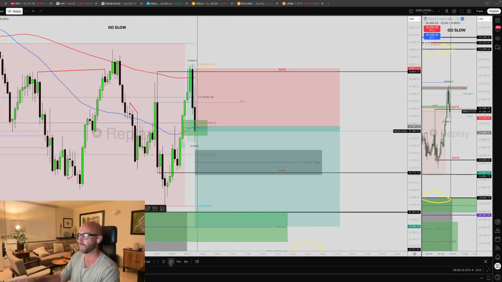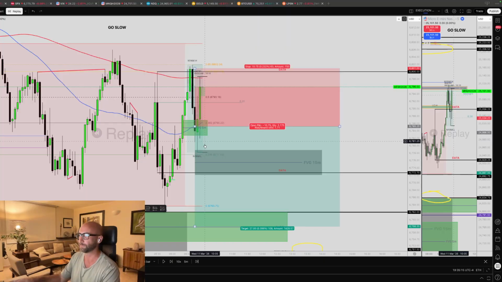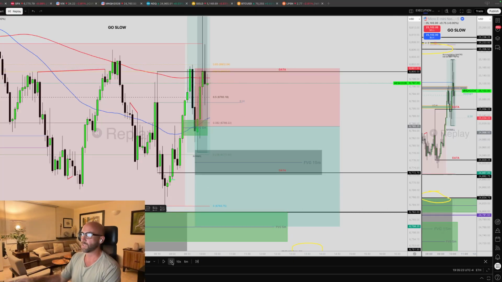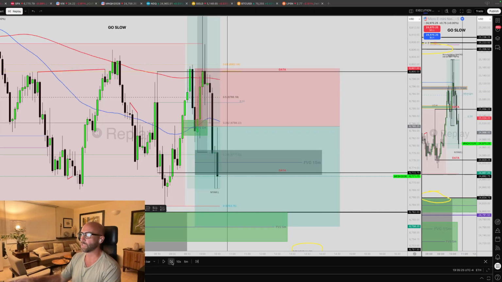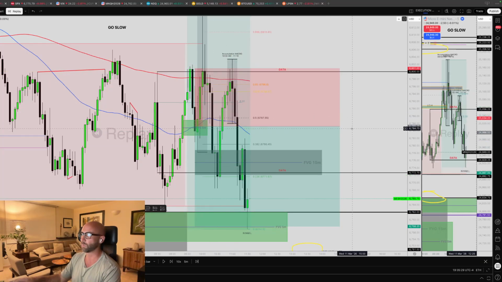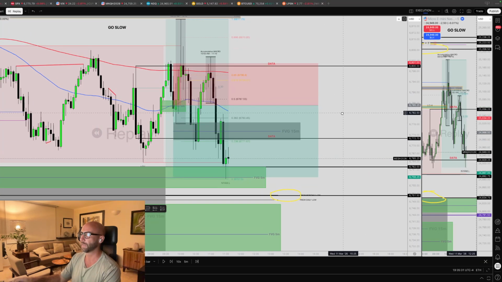So let's just see how this played out. As you can see, we never closed through this 5 minute fair value gap, and it moved back up. But directionally I was right. As you can see here, we ended up going down. Again, this is really, really tricky price action. Anybody who made money today, well done.